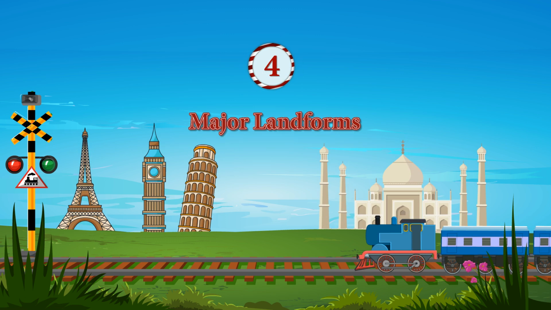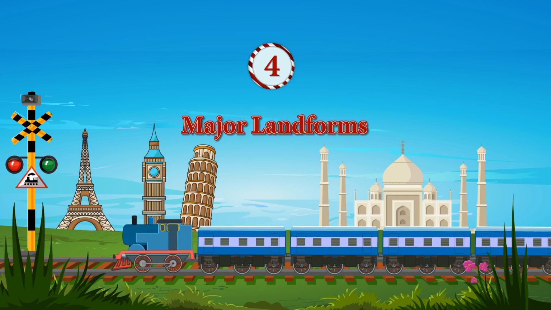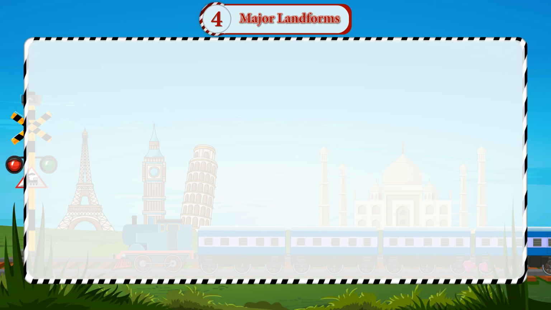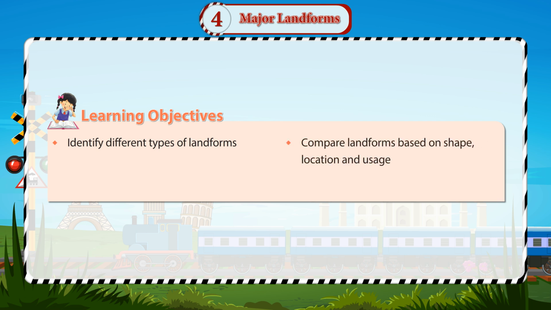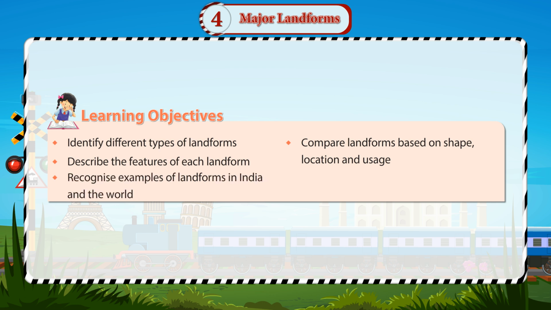Chapter 4. Major Landforms. Learning Objectives. Identify different types of landforms. Compare landforms based on shape, location, and usage. Describe the features of each landform. Recognize examples of landforms in India and the world.